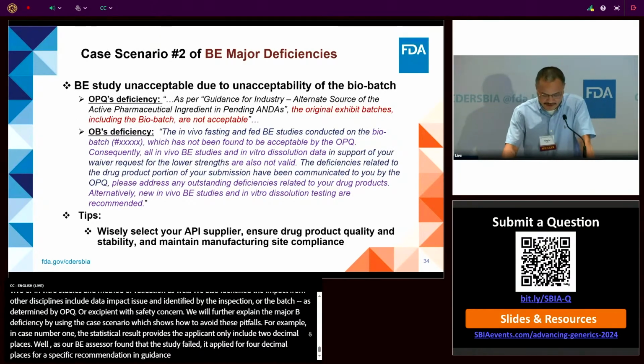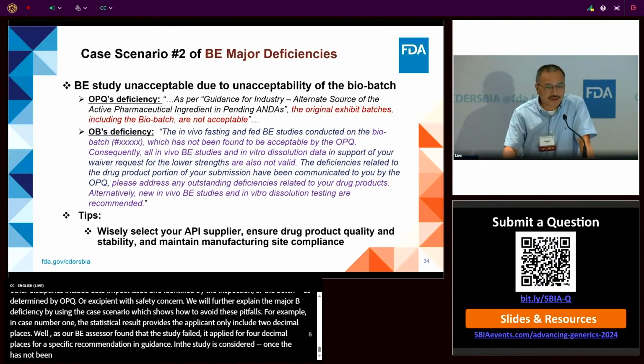Please note that all in vivo BE study and in vitro dissolution testing data are considered invalid once the biobatch is not found acceptable due to many reasons, such as the API source having a CGMP issue, or drug product quality or stability issues.